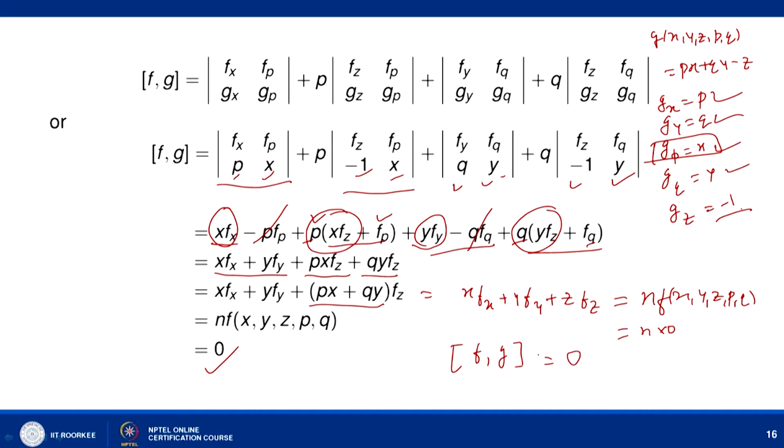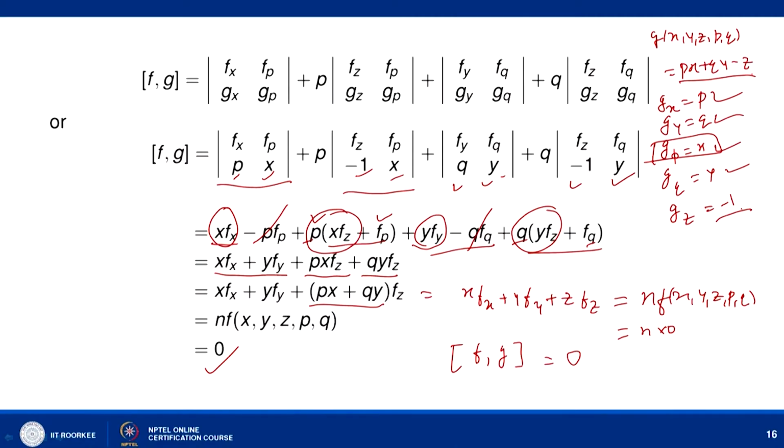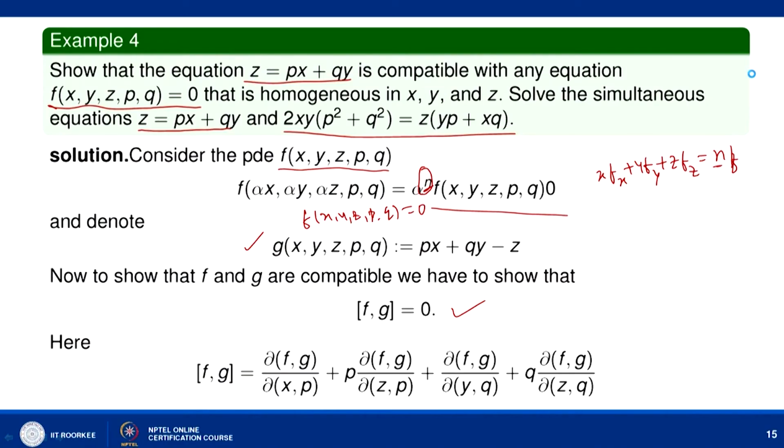So it means that any equation which is homogeneous in terms of x, y, z and px plus qy minus z are compatible to each other. Now once they are compatible, then we can find out the common solution, and to find the common solution we need to know the value of p and q. So for that we have simply taken an expression for f of x, y, z: 2xy(p square plus q square) equal to z(yp plus xq).